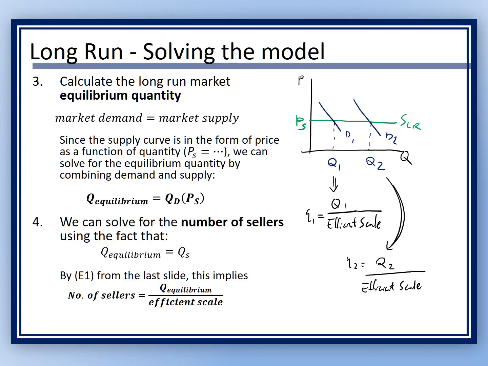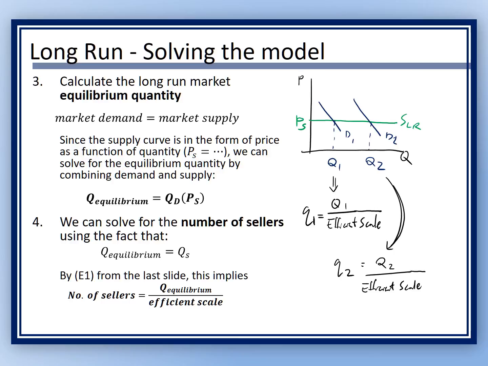So that's how you do it. Price is, once again, long run price is always the same. So the long run supply is a horizontal line.